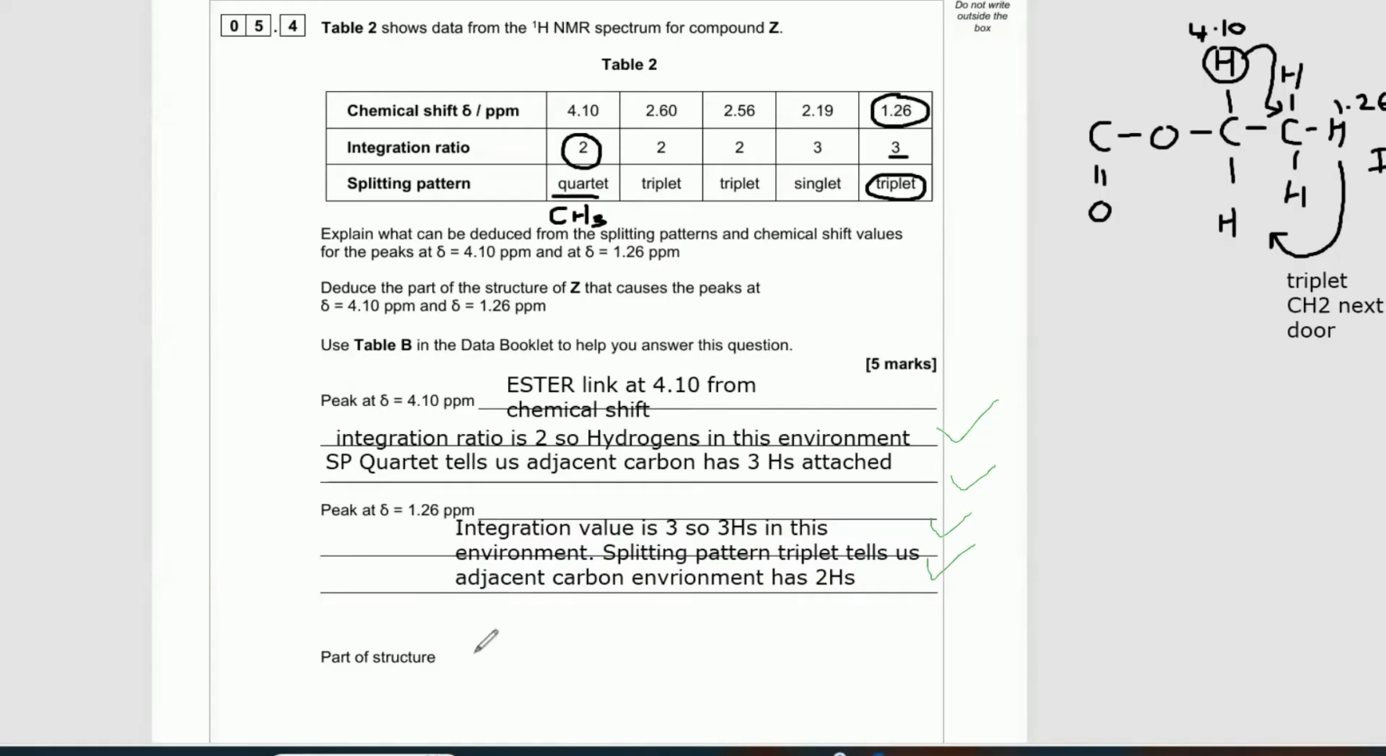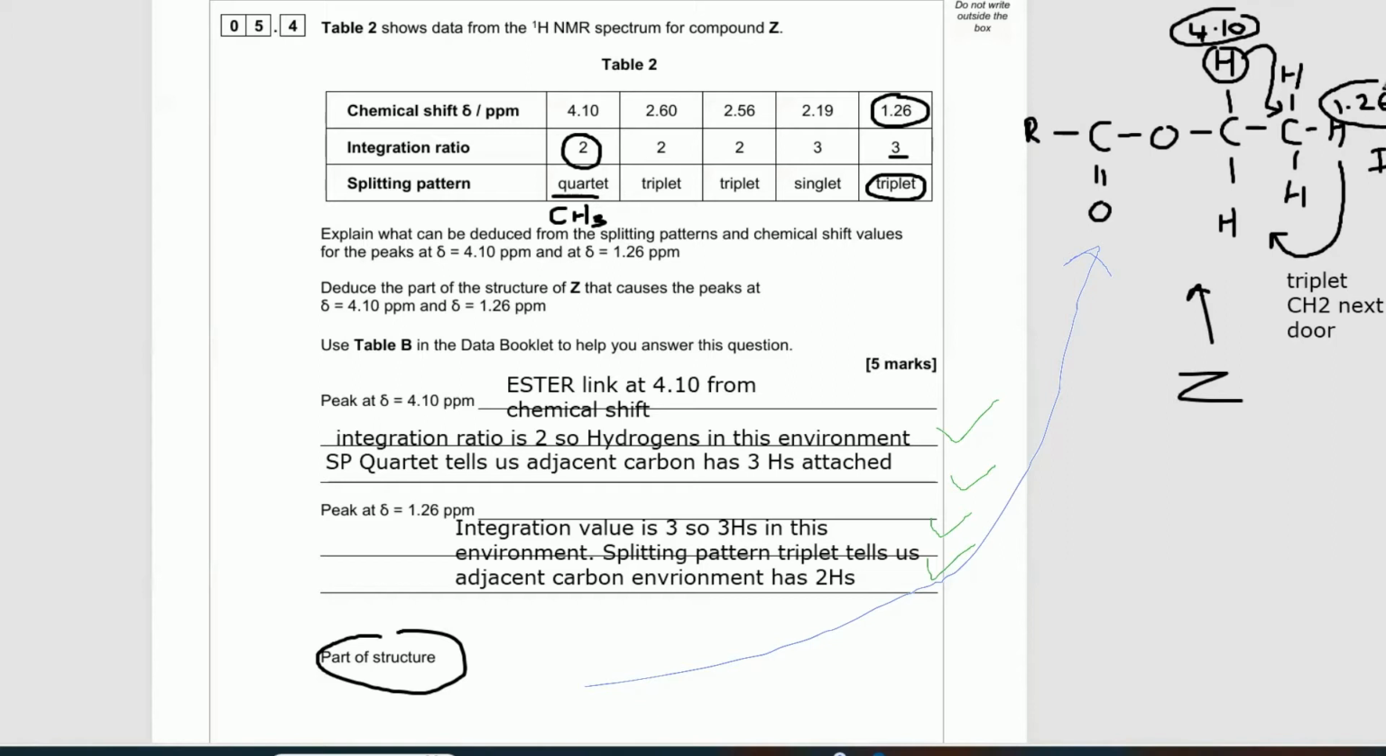So for the final part, it says what bit of the structure is responsible for this. Essentially, we've got that going on. So this is the part of structure Z that gives us the 4.10 and the 1.26. That will get you 5 marks. You're going to get 2 marks for the information.